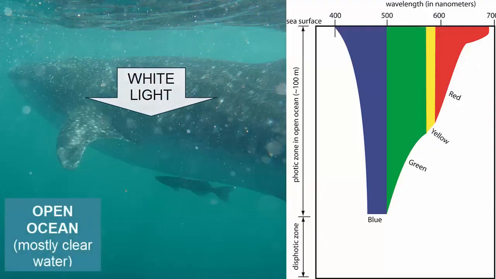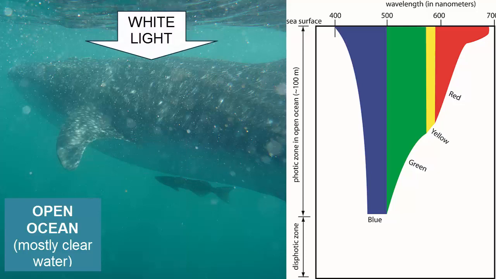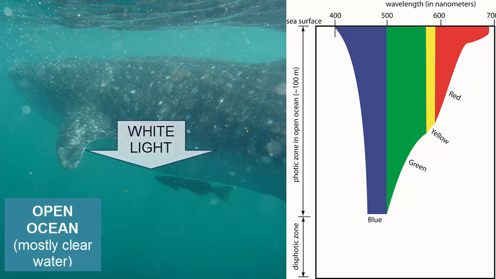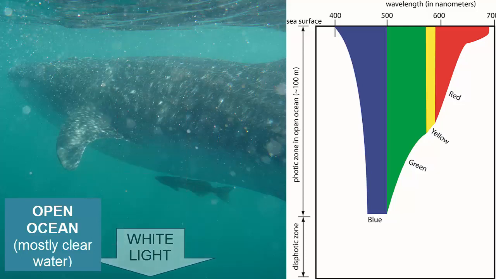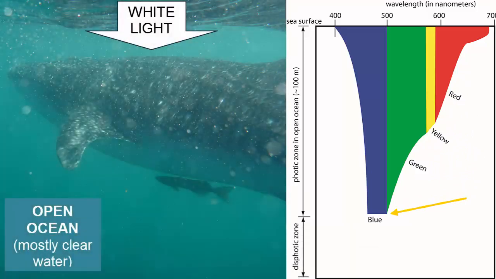In the open ocean with mostly clear water, white light descends through the photic zone with increasing absorption with depth by water molecules and the dissolved ions within it. As you can see from this absorption spectrum, red light is absorbed first, blue remains the longest. Hence, when we look down into the clear deep ocean, the color we see is blue.